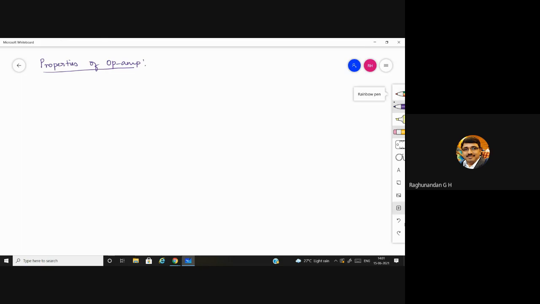So as I told, there are two categories. One is ideal, the other one is practical. Ideal case characteristics are the theoretical analysis ones, but practical characteristics are those which are in real time. So for our real time applications, we consider the practical characteristics. Even for the design of any type of circuit, we will consider the practical characteristics, not the ideal characteristics.